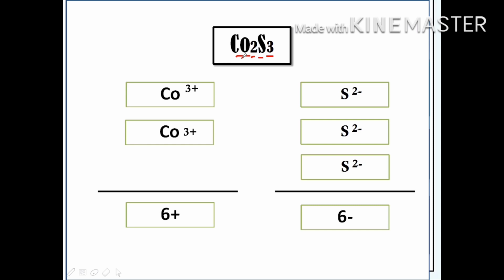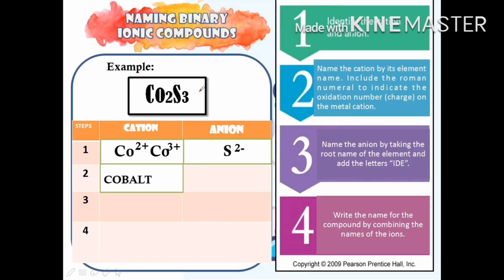So then, the charge of cobalt is 3 plus, and we have to indicate this using a Roman numeral in naming this compound. So cobalt 3. So the name of our cation is cobalt 3. And let's proceed to step 3.